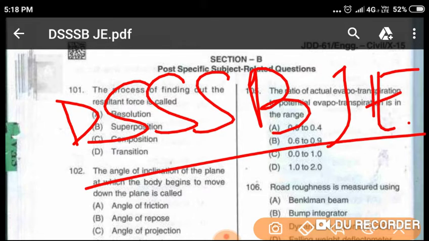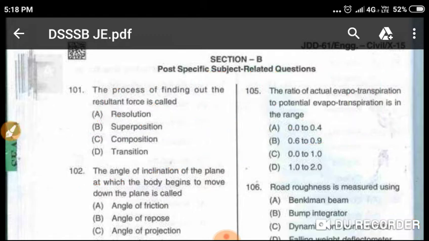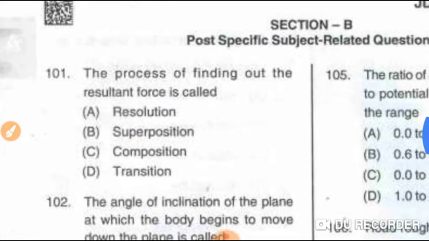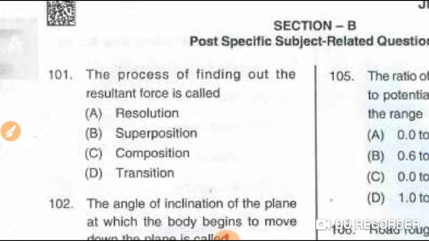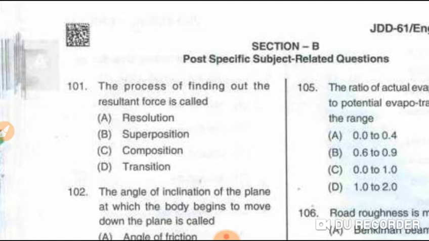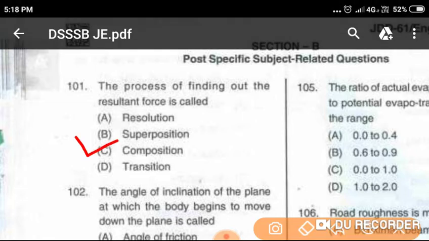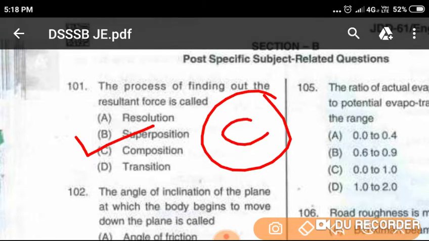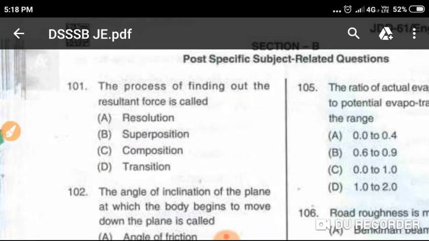Questions. Okay, so question number one: the process of finding out the resultant force is called option A resolution, option B superposition, option C composition, option D transition. So the process of finding out the resultant force is called composition. That is option C is the correct answer.